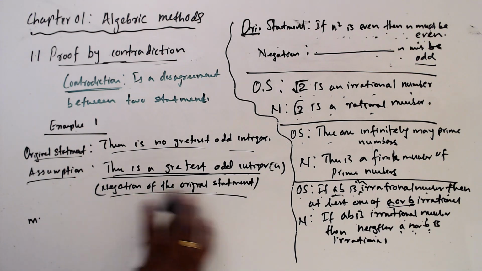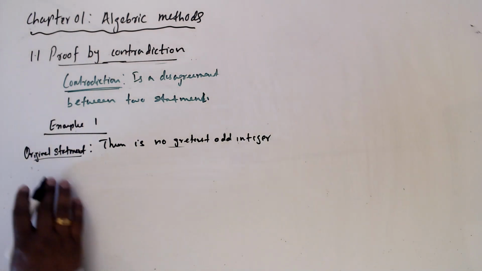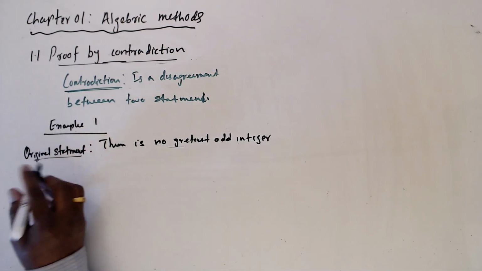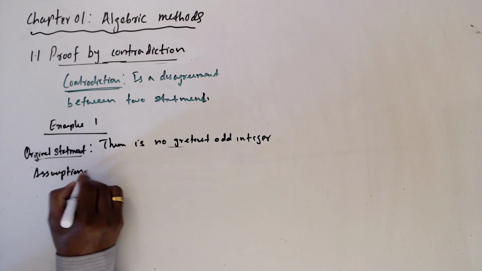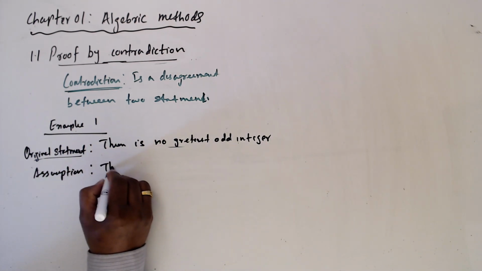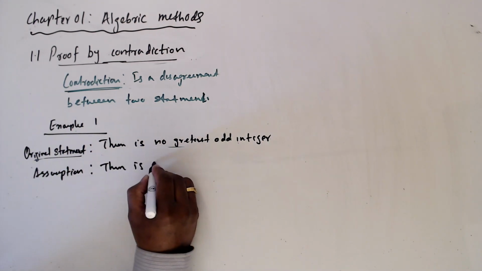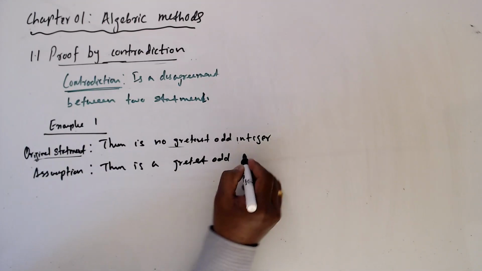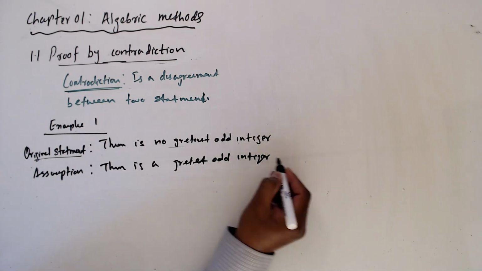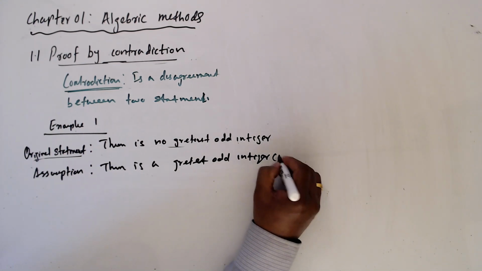Now we'll work with this example. So now this is the original statement. Now what is the assumption? So we have to write the negation. There is a greatest odd integer, and we will call that n.